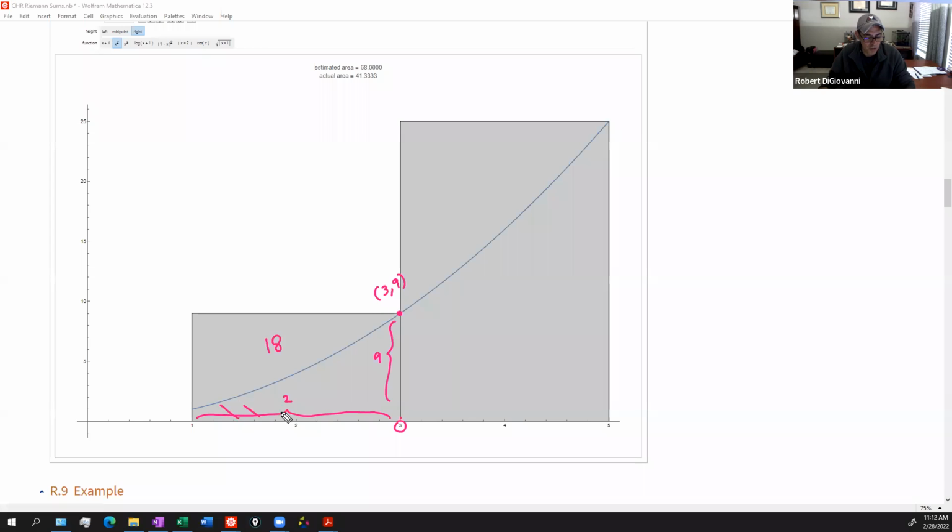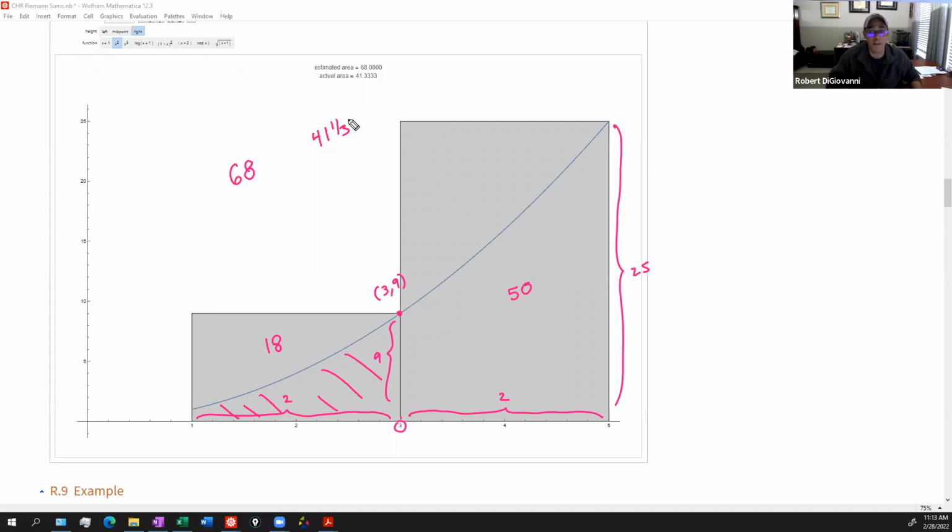Again, it's more than the true area. We have an overestimate, but it's not as bad as the other overestimate was. And then we do the same thing on this one. From 3 to 5, that would be 2 again, right? And then this height we already said was 25. So 2 times 25, that's 50. And so the area together, that'd be 68. And remember, the true area was 41 1/3. So it's better, right?